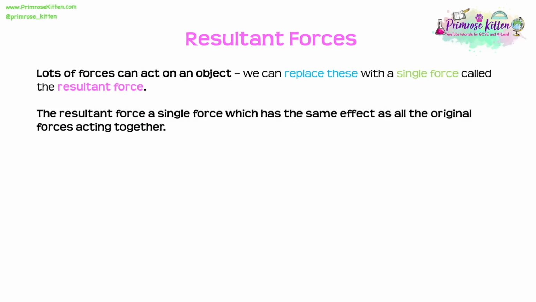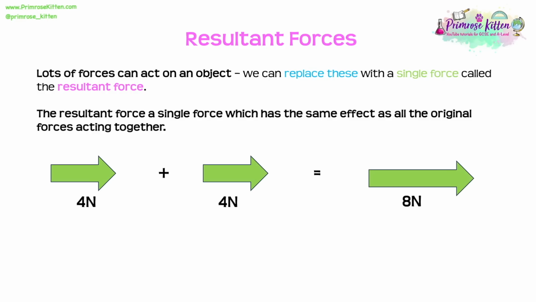Lots of forces can act on an object. However, we can replace all of these different forces with just a single force called the resultant force. Now, the resultant force is just a single force that has the same effect as all of the original forces acting together. Let's have a look at what that means. So if we had a 4 Newton force and we added another 4 Newton force in the same direction to it, there would be a resultant force equal to 8 newtons in that same direction.